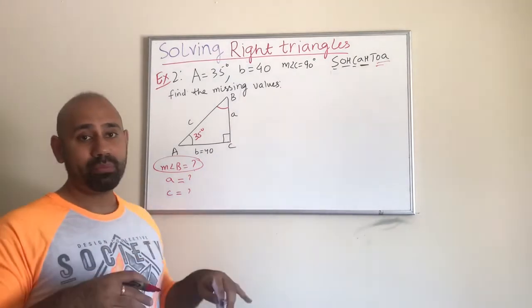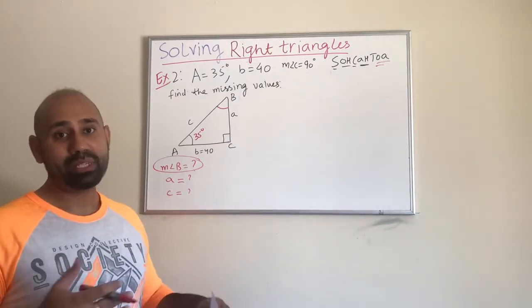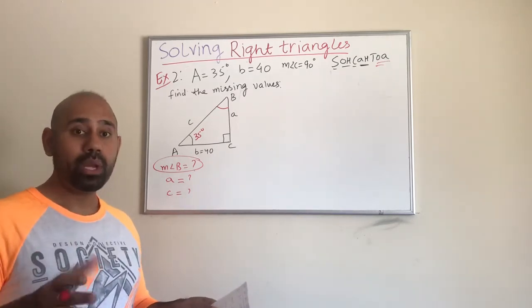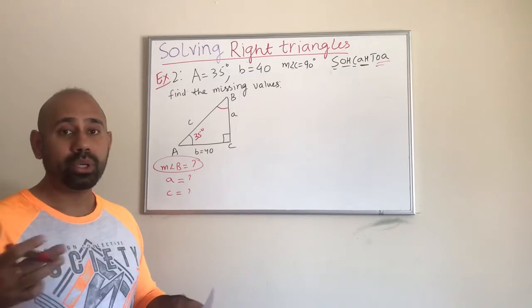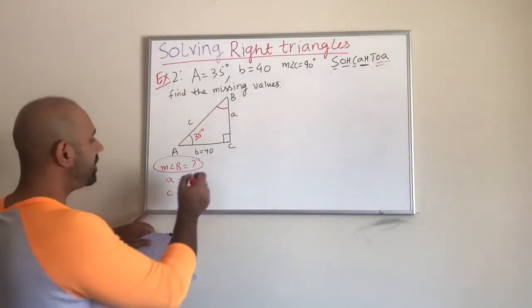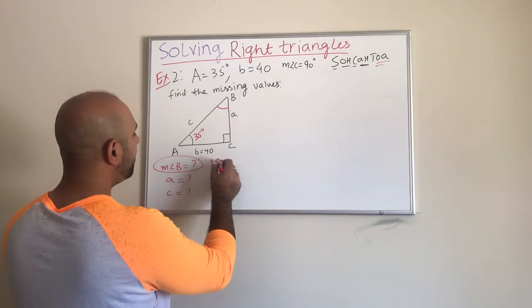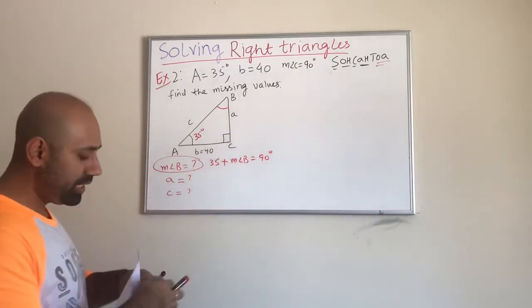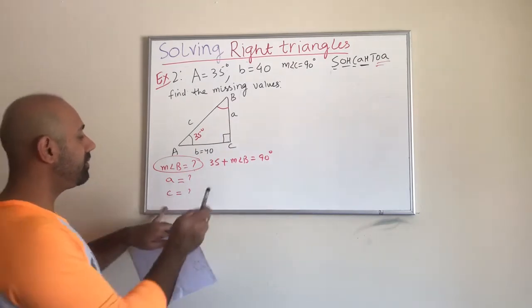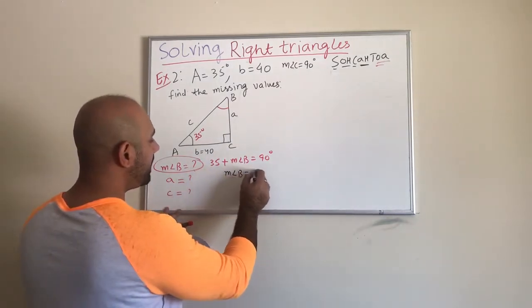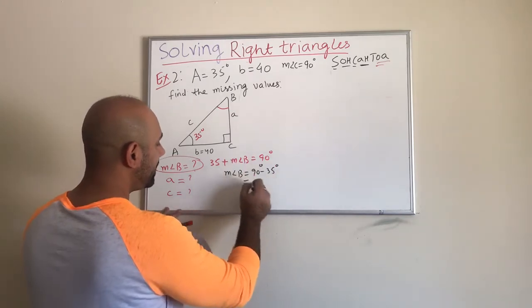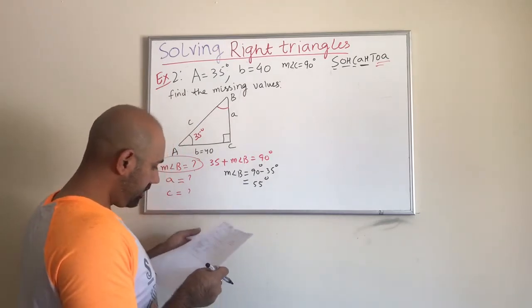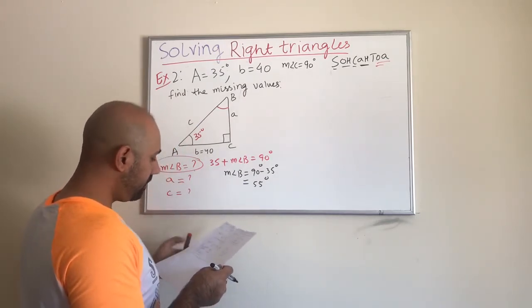My goal here is to show you many different types of examples where one has to solve a right triangle. I showed you one example in my previous video, and this is slightly different, so I'll keep showing you many different types. To find the measure of angle B, we simply have to do 35 plus the measure of angle B equals 90 degrees. Subtracting 35 from both sides, the measure of angle B is 90 minus 35, and that is 55. Let me make sure that's what I have here. Okay, that's 55.